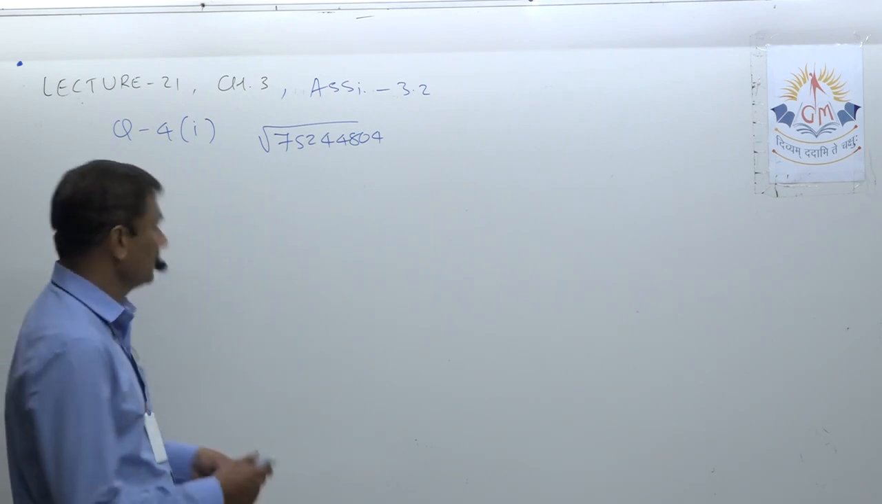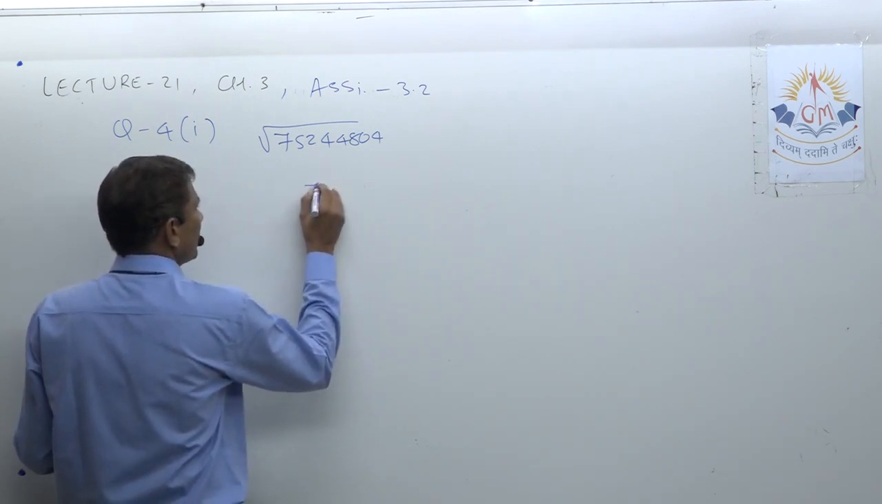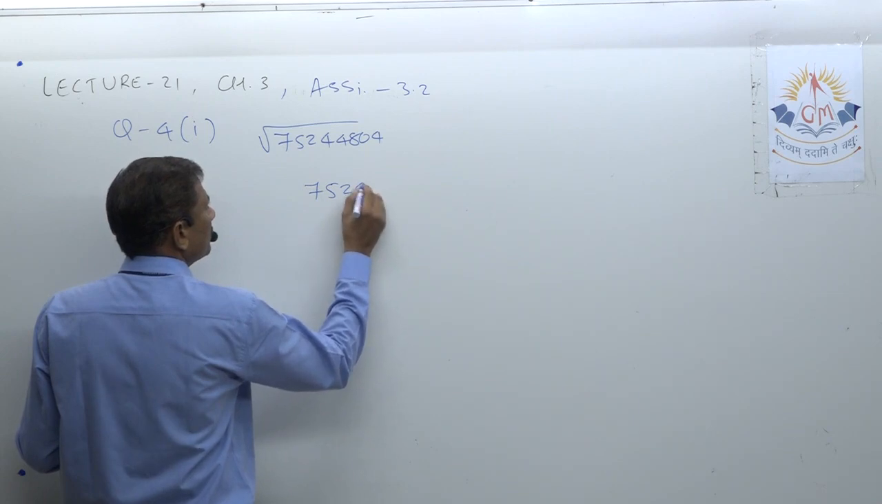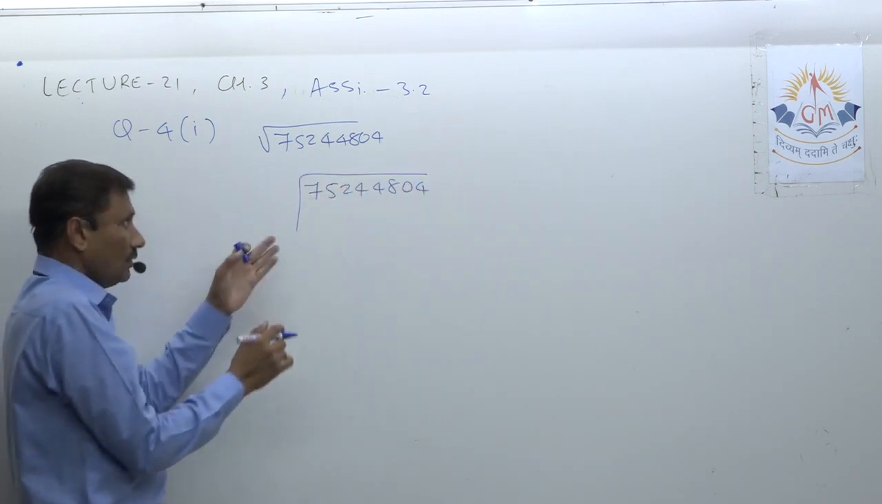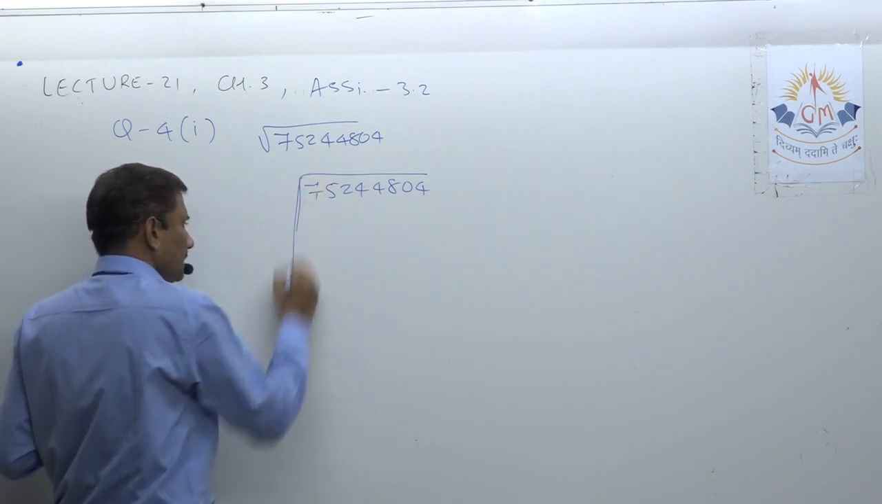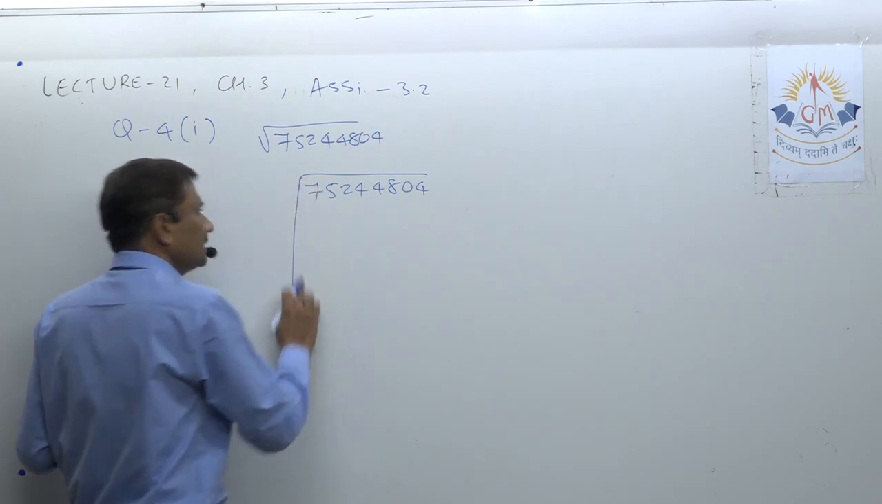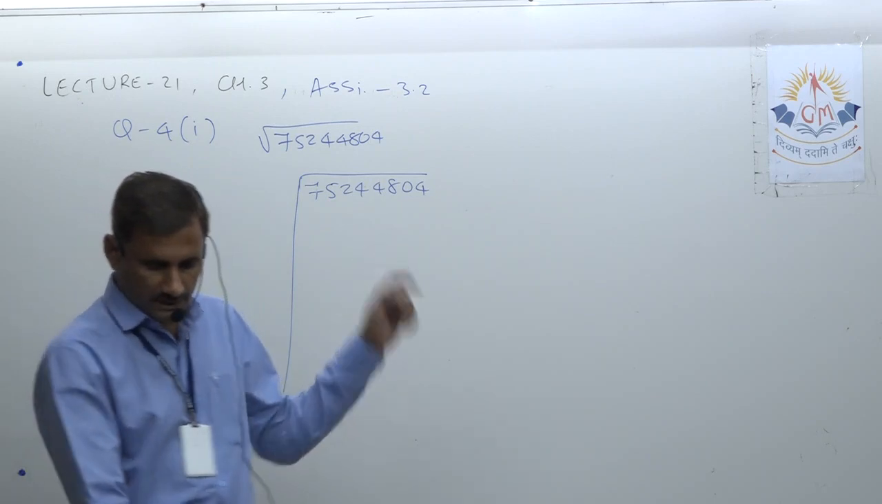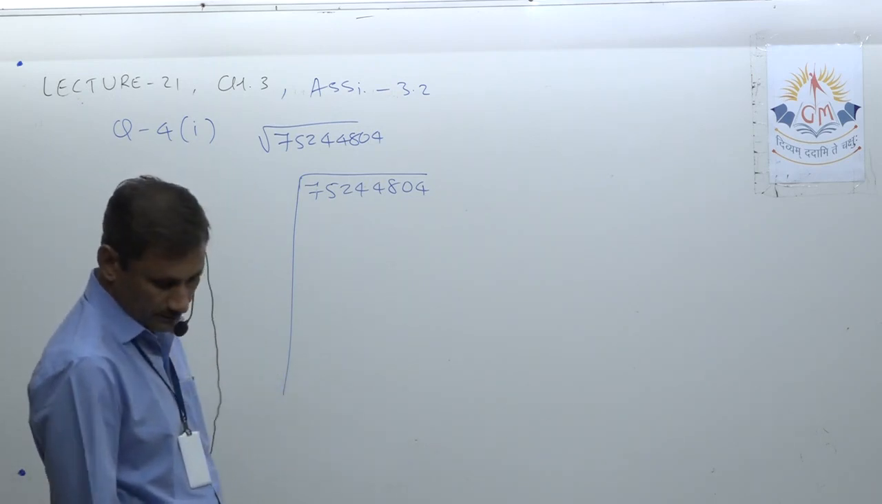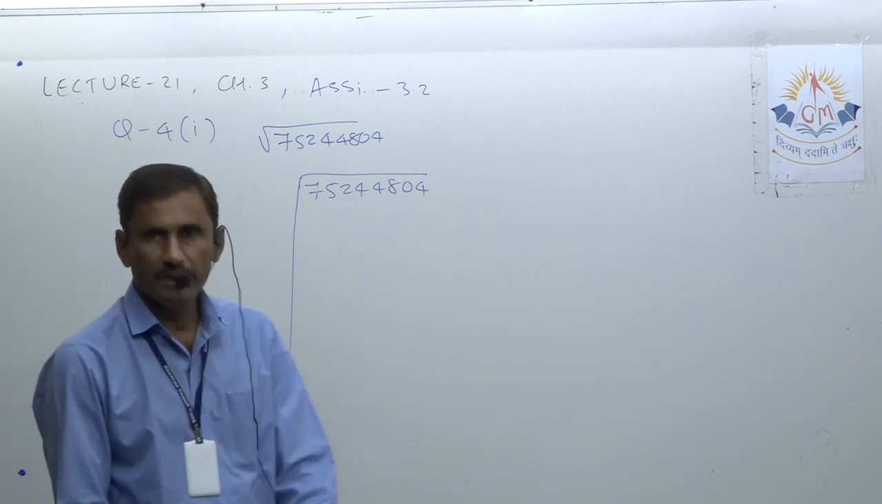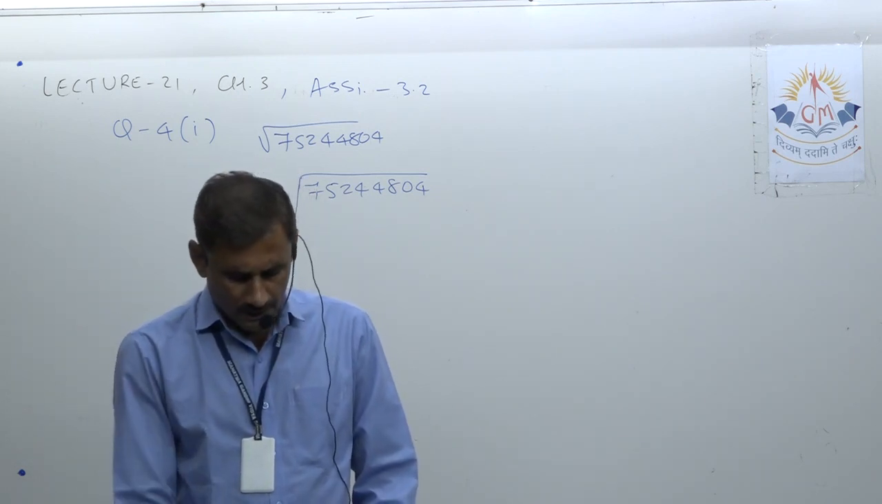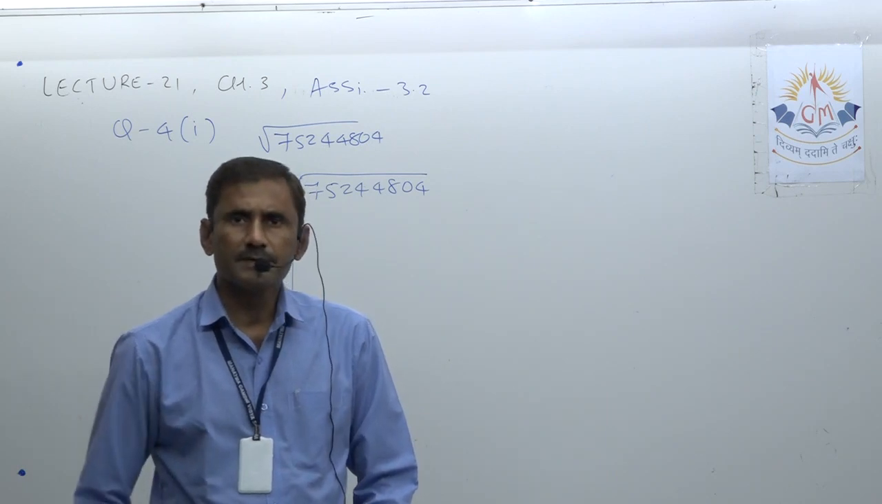Okay, so let's start. 7, 5, 2, 4, 4, 8, 0, 4. First of all, copy it carefully, otherwise some digits may be interchanged. So I verify: 7, 5, 2, 4, 4, 8, 0, 4. It's okay. So now let's start that sum.